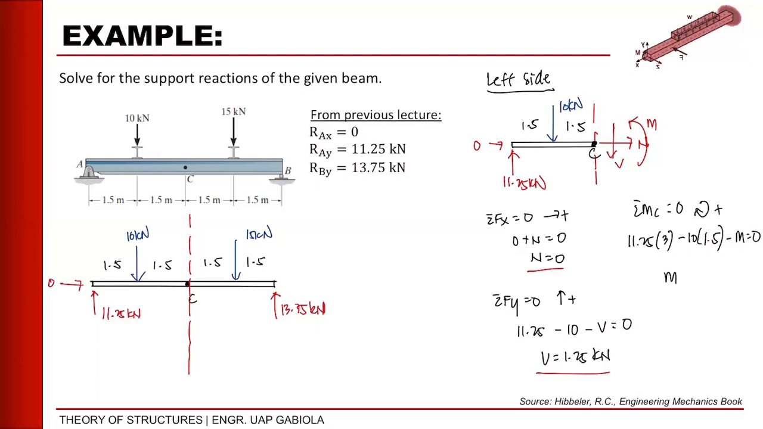We're calculating, we have M. So, 11.25 times 3 minus 10 times 1.5 is equals to 18.75 kilonewton meter. Okay? So, this will be our answer for internal moment. Okay? Ayan. So, if you're sure na tama lahat yung ginawa natin na procedure, that will be your answer.